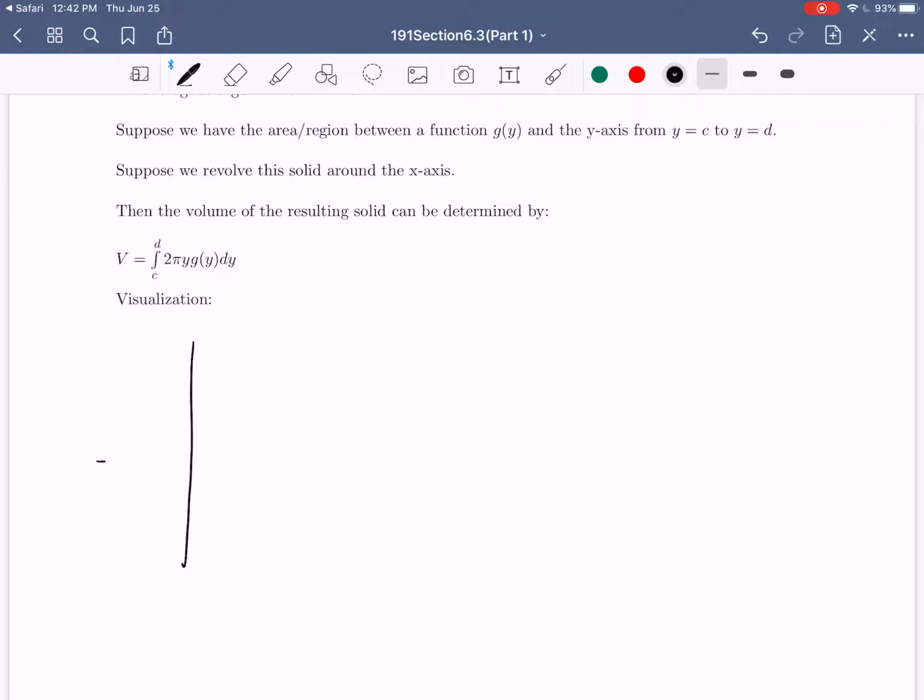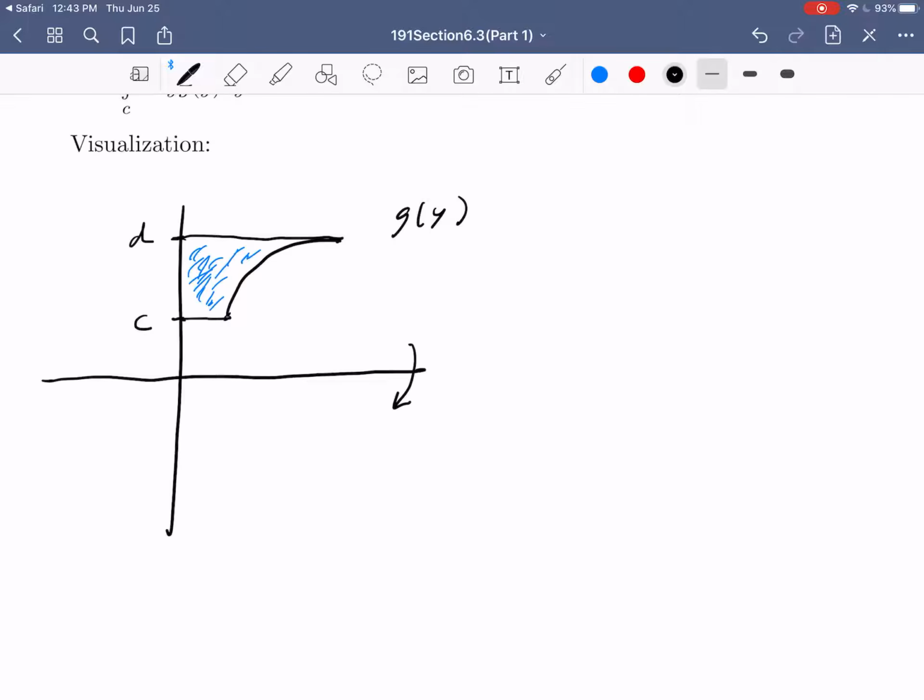So if we take an arbitrary curve, maybe we have something that looks like that. So there's our g of y, and we're working from y equals c to y equals d. So there's the ends of our region like that. And of course, we're talking about it between the y-axis and that function. So the region that's in discussion here is this. And now we're revolving around the horizontal axis here. So we're revolving this way. We can zoom in a little bit, have a better look.